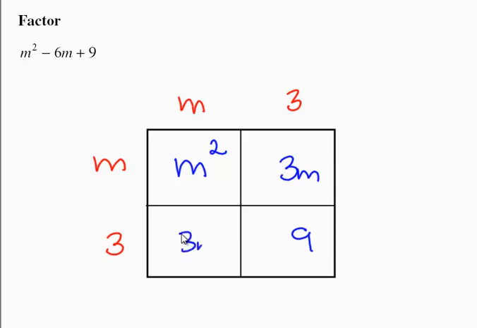And the only thing I notice is that these two combined together should give me a negative 6. Right now the way I have it would give me a positive 6, so I'm going to make both of them negative, and change this to negative 3, and that's it. So if you notice, we have an actual square because the length and the width are both the same. They're both m minus 3, so the area will be m minus 3 squared.